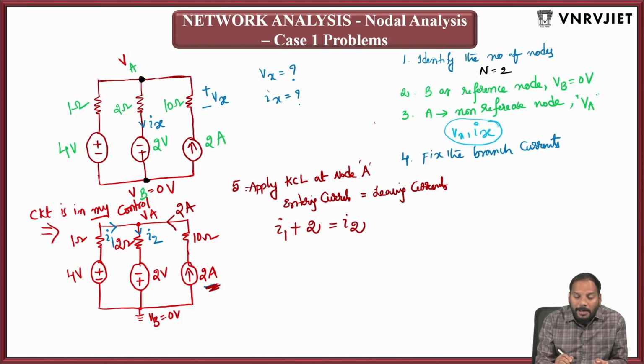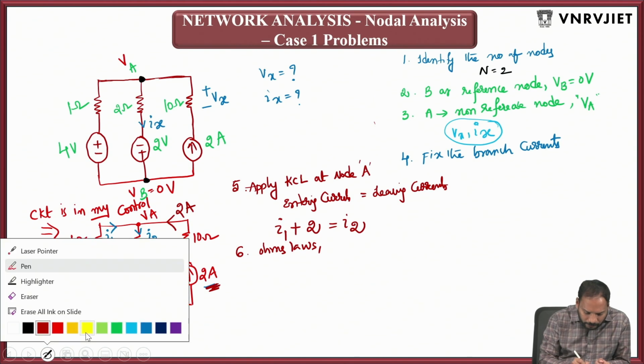Okay, now I have applied the KCL at node A. So what is the next step? I said the last step I said is what? You need to apply Ohm's law now. I think in the last video we have done a lot of logic on how to apply Ohm's law for a given problem. So how can you write the value of I1 now?